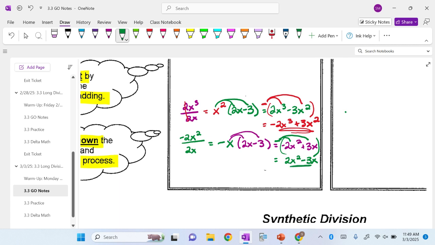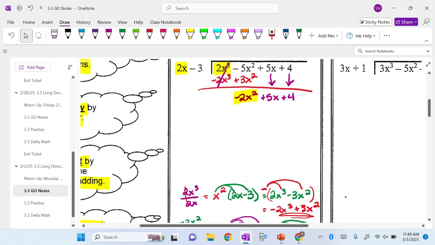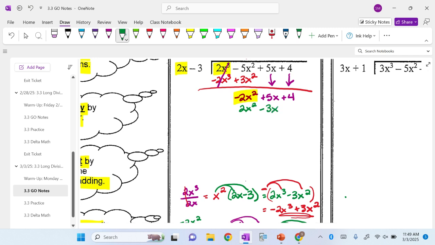So this is what I write up top. So this would be positive 2x squared minus 3x. And again, your first term of the polynomial that you're dividing into should cancel out when you subtract. If it doesn't, you did something wrong. All right? Does negative 2x squared plus 2x squared cancel out? Yes, that goes away. What's 5x minus 3x? 2x. And then I bring down the plus 4.